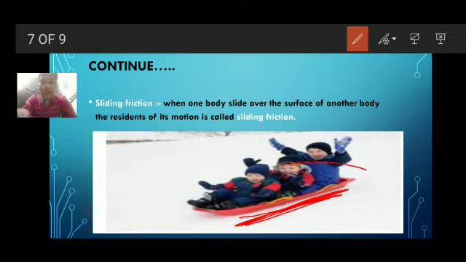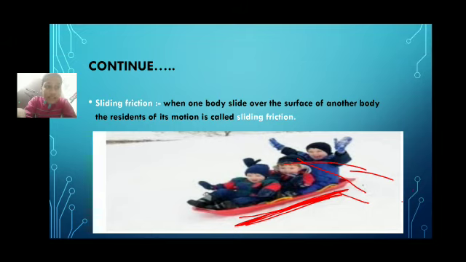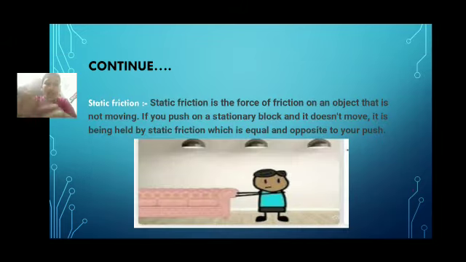Okay, so now let us go to another friction, and that friction is known as the static friction. So static friction is the force of friction on an object that is not moving. Now static friction is a very unique friction, because in both of the previous frictions we have seen an object rolling or sliding on another object.